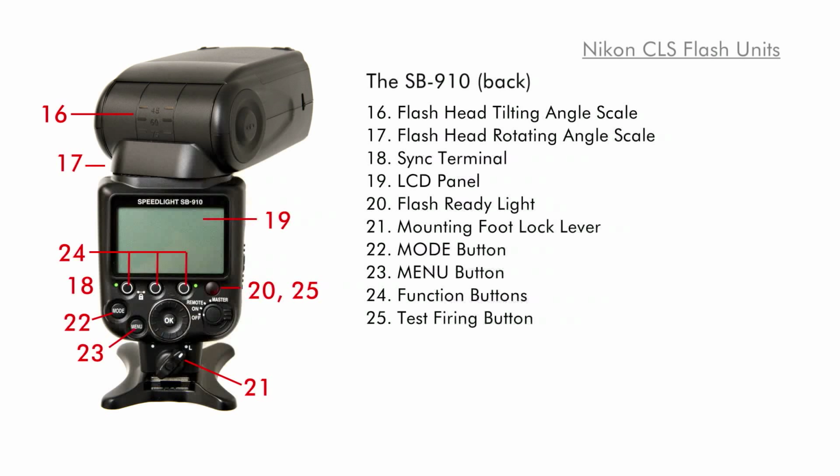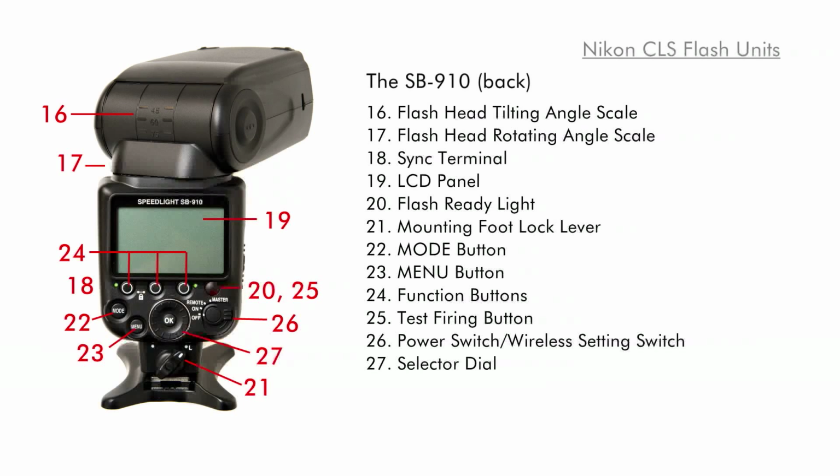The modeling illuminator makes the flash fire at a reduced output for about 1.5 seconds, so you can check the look of your lighting. This switch turns the flash on or off and lets you set it to work either as a master unit or a remote unit. To switch between master and remote, you press the button in the middle of the switch when turning it. You rotate the selector dial to change the item that's selected on the LCD. Lightly pressing this OK button confirms a selected setting.